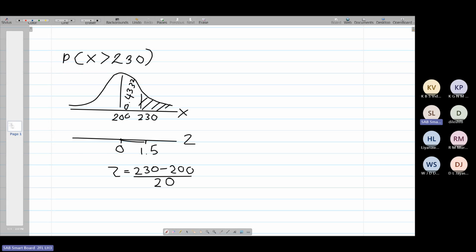Clear? Then we need to find out this area. How do we find it? 0.5 minus 0.4332. Then what is the probability? 0.0668. And as a percentage, 6.68%.